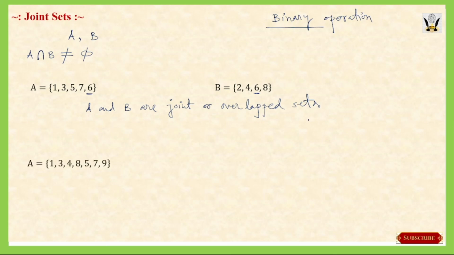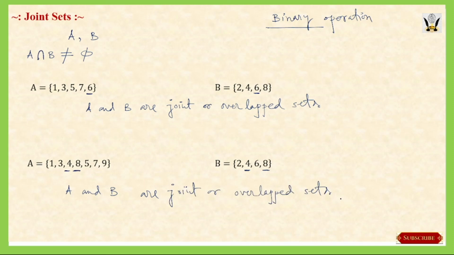Now we have another example where set A has 7 elements and set B has 4 elements. We will try to find whether there is any common element or not. We have found that 8 is common between these two sets, and 4 is also common between A and B. So we have more than one common element. Our conclusion will be that A and B are joint sets, or we can say overlap sets.